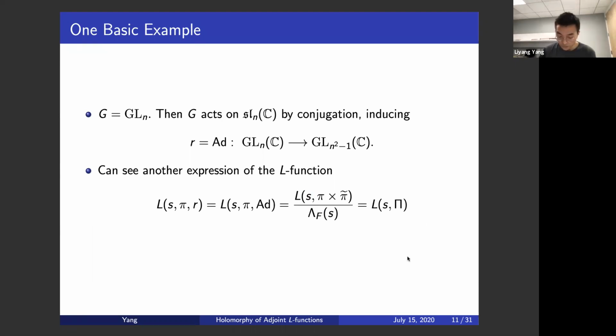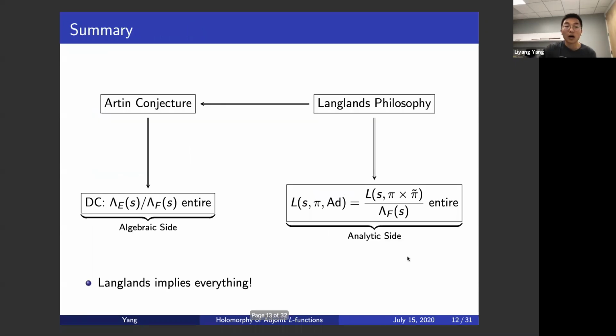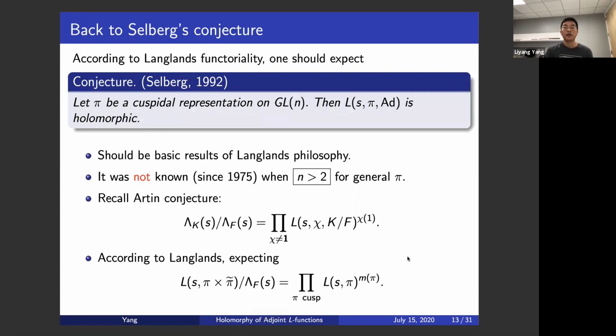Therefore, we have the following summary. I will call this the Langlands-implies-everything diagram. Literally, Langlands implies everything we mentioned before. So according to Langlands functoriality, we can expect the following conjecture, that the adjoint L-function should be holomorphic. And this should be a basic result of Langlands functoriality.